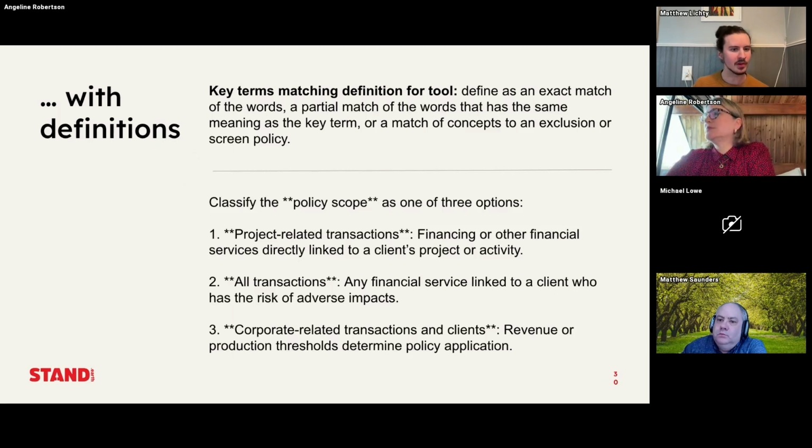Being specific about output choices can also be important for classification tasks where you may want it to select among a set of discrete answers, such as provide one of 3 responses X, Y, or Z. In this bit of our bank policy prompt here, we provide 3 options for the policy scope classification: project-related, all transactions, or corporate-related transactions and clients. Then we define each one so we can be sure that ChatGPT will choose one of these 3 options rather than making up its own classification.